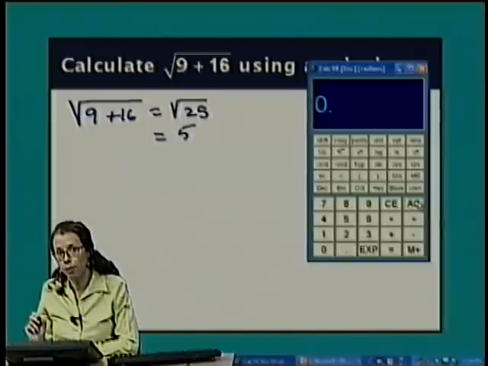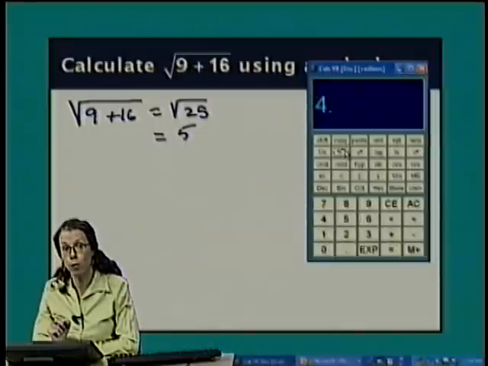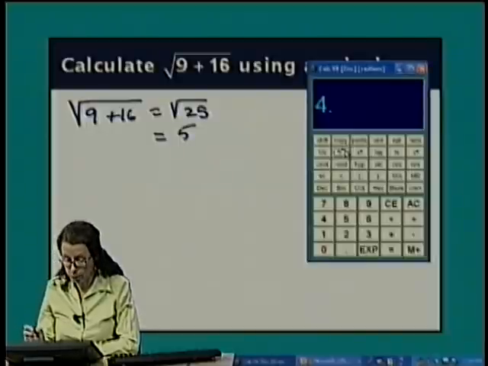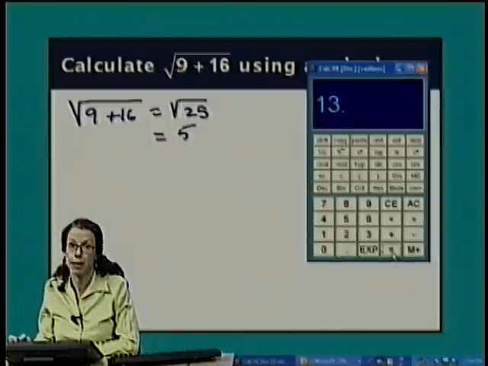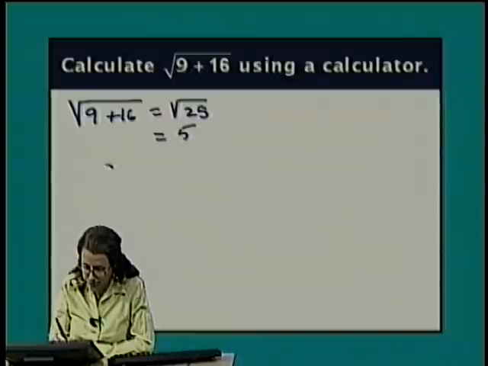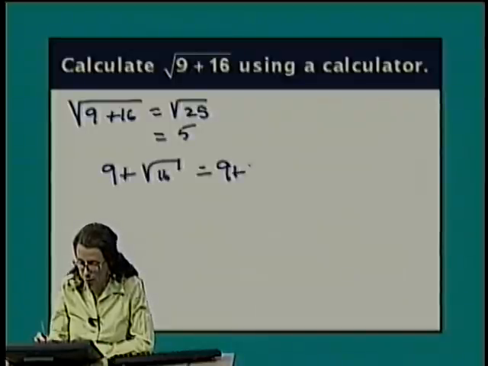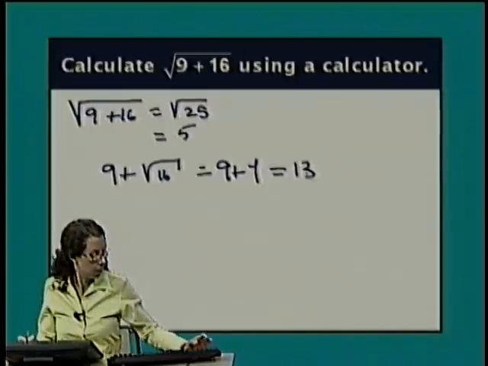Now the machine is very literal. If I type in 9 plus 16 and then take the square root, what the calculator did in that situation is it only took the square root of 16. And it said that 9 plus the square root of 16 is 9 plus 4, which is 13.